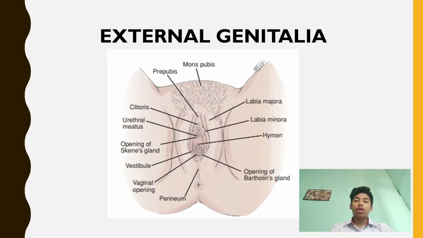Next is the labia majora. These are two folds of skin that extend posteriorly and inferiorly from the mons pubis to the perineum. The skin folds are composed of adipose tissue, sebaceous glands, and sweat glands. The outer surface of the labia majora is covered with the pubic hair in the adult, whereas the inner surface is pink, smooth, and moist.